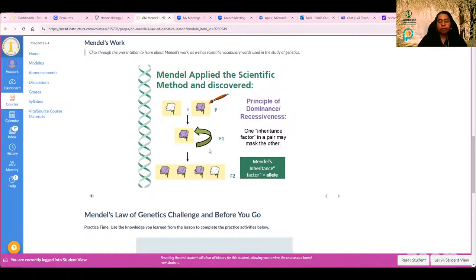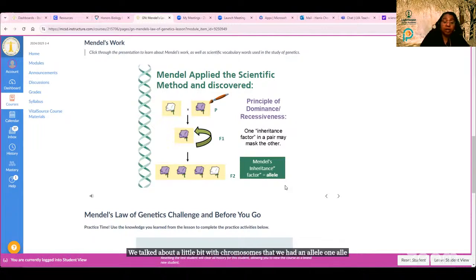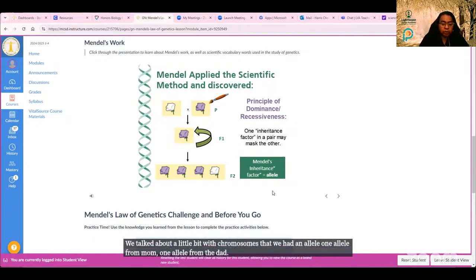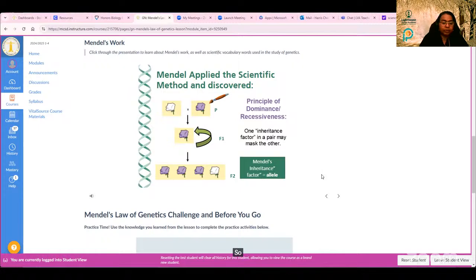Okay, so alleles, that's another genetic term that we need to make sure that we talk about. We talked a little bit about it with chromosomes, that we had one allele from the mom, one allele from the dad. So that's another word that we'll have to revisit as well.